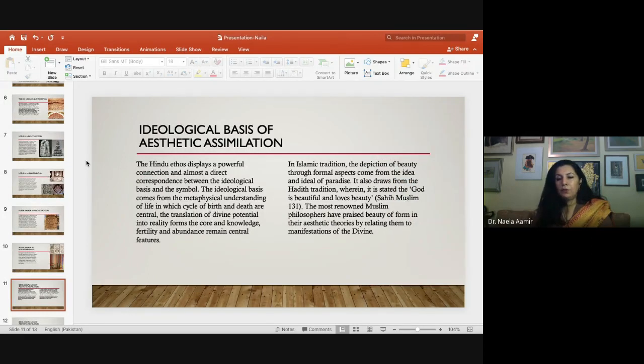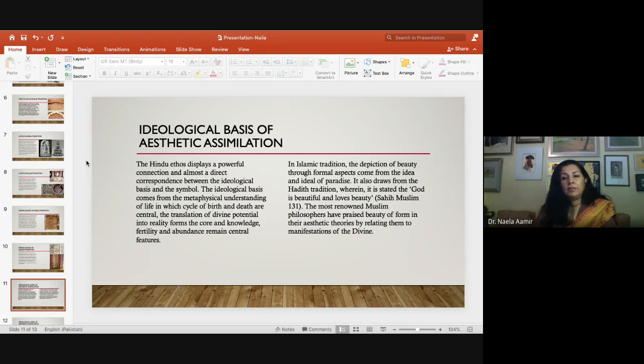In the case of Tree of Life, the assimilation seems a likely outcome. However, the Lotus and the Purna Kalasa have a rich religious foundation, and therefore their assimilation seems to be indirect. Now we come to the ideological basis and how we can identify these things, or what is common between the two cultures. The Hindu ethos displays a powerful connection or almost a direct correspondence between the ideological basis and the symbol.